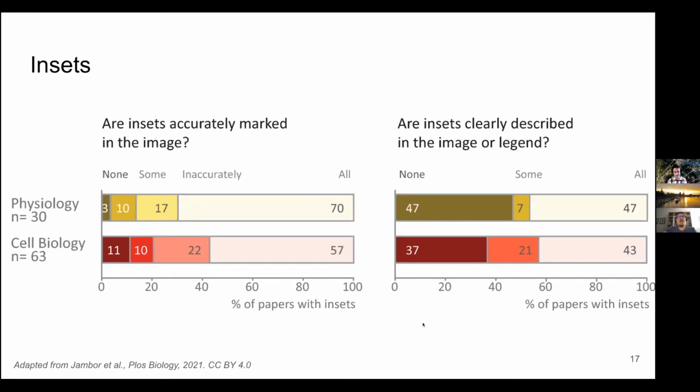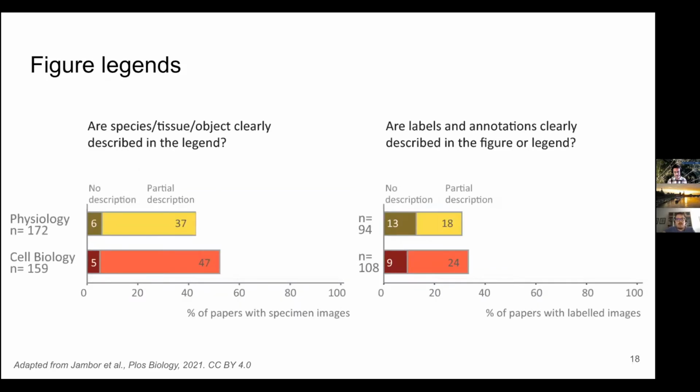We then checked how complete the figure legends were, looking at whether the species and tissue object in each figure was indicated, and if the labels and annotations used were also described. And many papers have a partial description. A classic example is that the tissue or species is described in figure 1, but then it's not repeated in the following figures. And problems can arise when there is more than one object or tissue or multiple experiments. In general, labels and annotations were well described, but still in 30% of the papers, they are partially or not described at all.